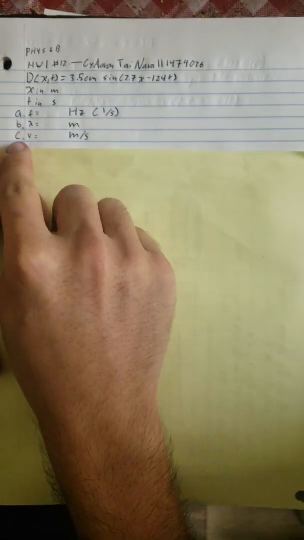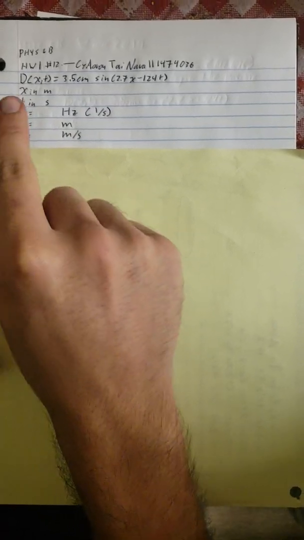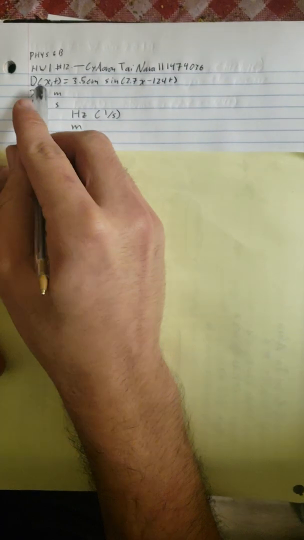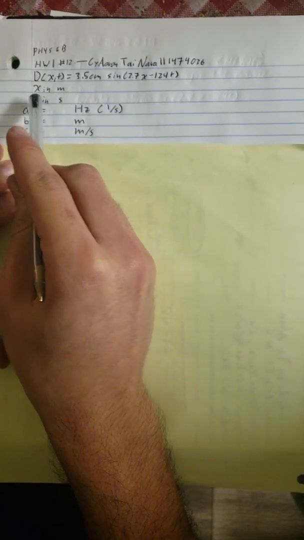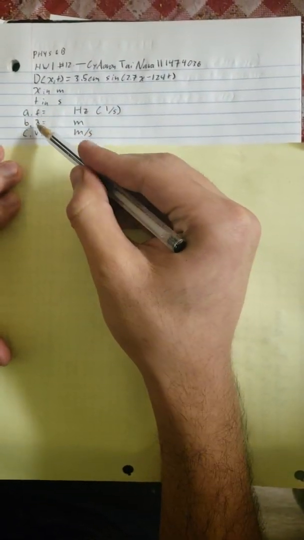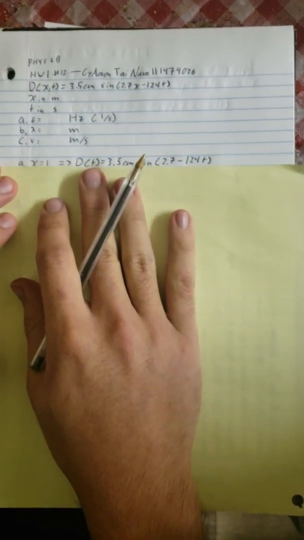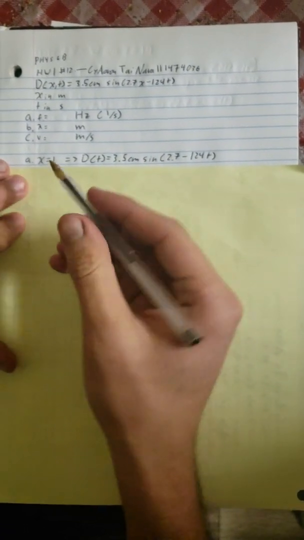Okay, so we are given an equation that gives us the displacement of a wave in relation to position and time. X is in meters, time is in seconds. We're tasked with finding the frequency, the wavelength, and the velocity. To determine frequency, we're going to set x equal to 1.